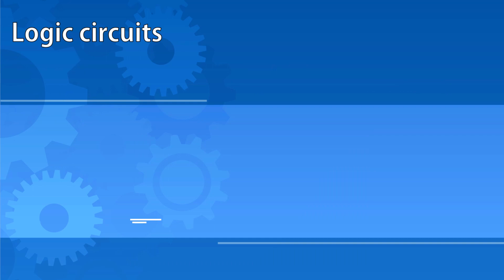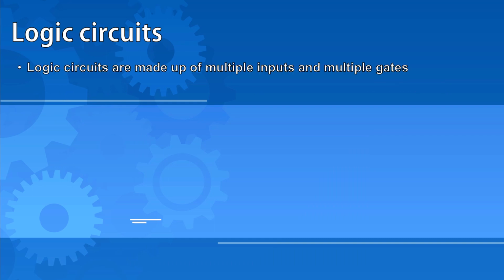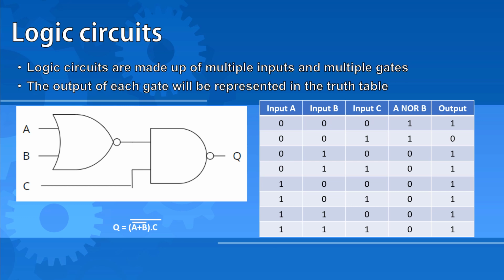Logic circuits are made up of multiple inputs and multiple gates. The output of each gate will be represented in a truth table. At A-level, the new logic gates that we've just learned about, NOR and NAND, may also appear in the logic circuits you're asked to interpret.